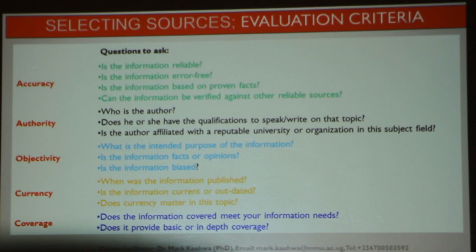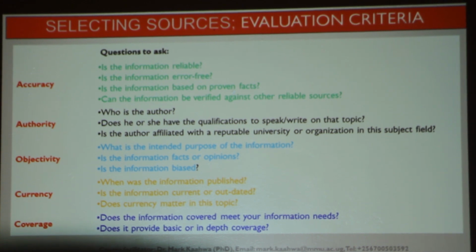Is the information providing facts or just giving opinions? Because in research we are not interested in opinions. We are not interested in personal feelings. We are interested in factual information. Now, is the information biased? That is the question of the aspect of objectivity.